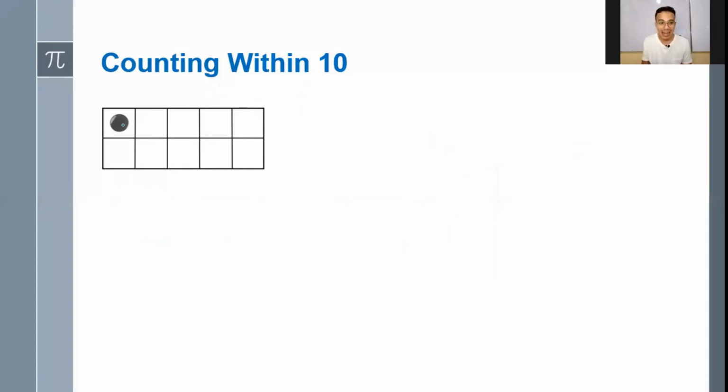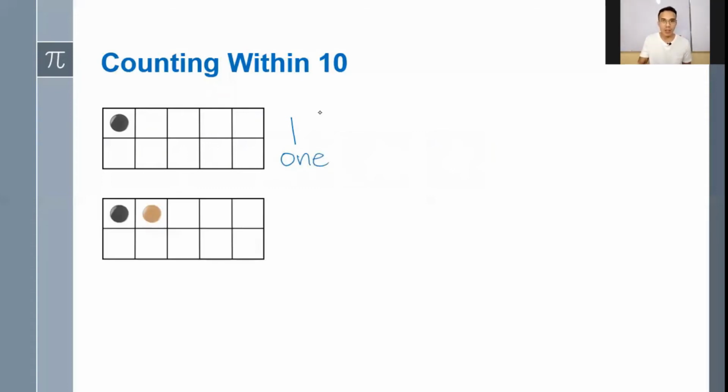This is called a counter. So this is a counter. There's only one counter here, so we are going to write 1. And 1 in word is O, N, E. This is 1.